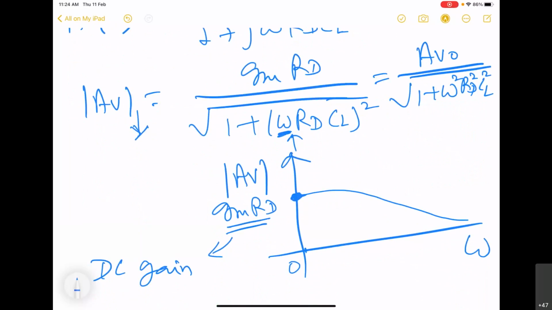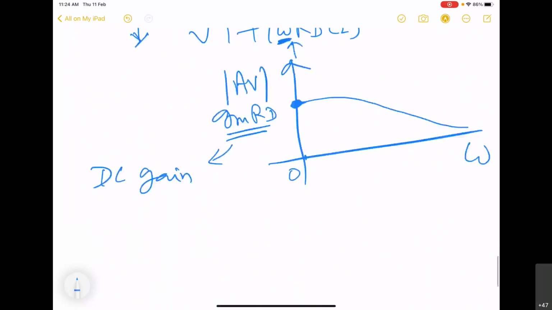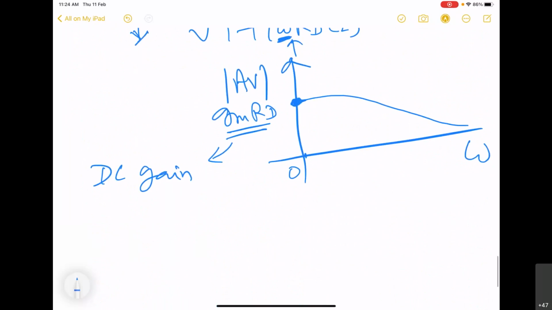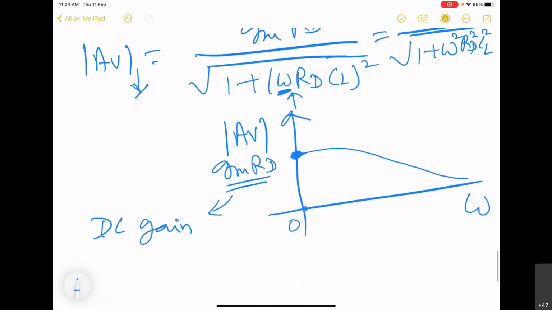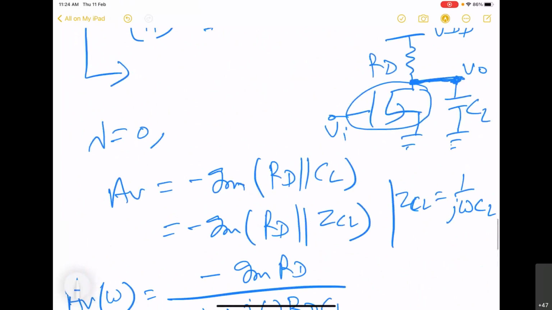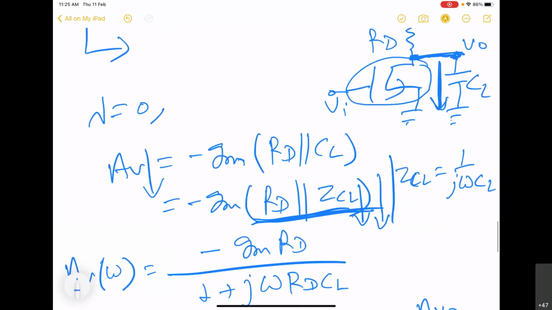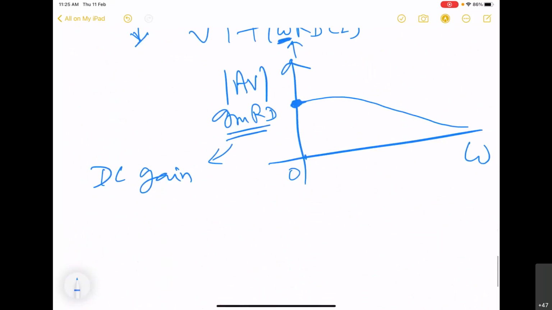And qualitatively also you can appreciate why the gain decreases. As the frequency increases, the impedance offered by this capacitive path decreases. So when the impedance offered by the capacitive path decreases, on the whole this impedance is also going to decrease, and that is why on the whole this gain is also going to decrease. So qualitatively also, one could have predicted that as CL increases, Av will decrease. So this is about the magnitude.